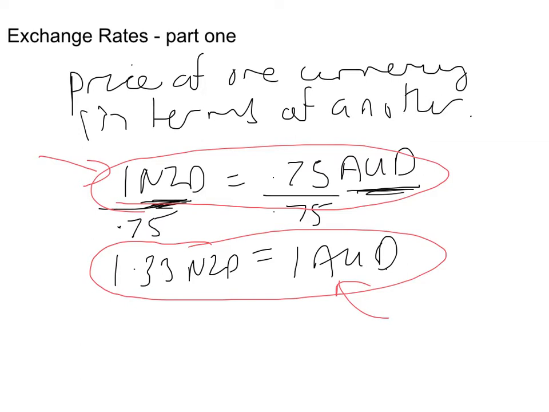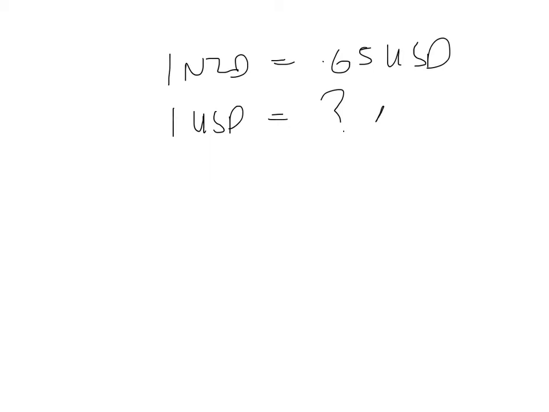Okay, so let's just change the page. Right, if I say to you 1 New Zealand dollar equals 0.65 US dollars, can you change the perspective? Can you flip the exchange rate around the other way so that 1 US dollar equals so many New Zealand dollars? I'll just give you a moment to do that. And you should have come up with this exchange rate. 1 US dollar equals 1.53 approximately New Zealand dollars.